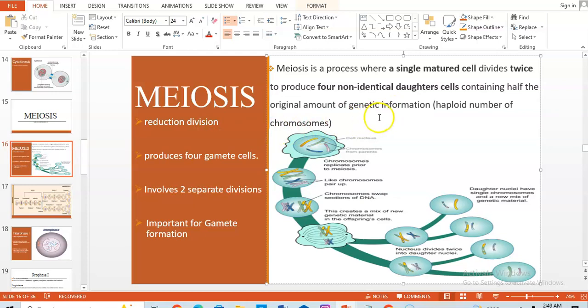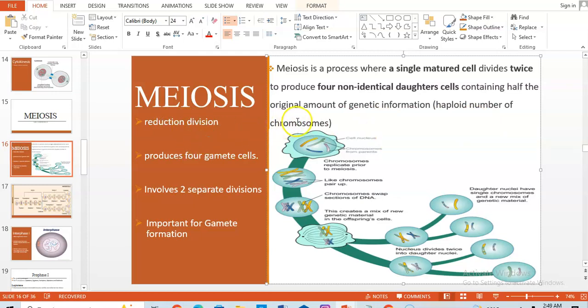First of all, because it has 2 separate divisions, 1 and 2, after the first, it's going to form 23 paired, 23 bivalent chromatids, which will further divide and form 23 single chromosomes. So this division is going to form 4 non-identical daughter cells containing the haploid number of chromosomes. So it's known as the reduction division.